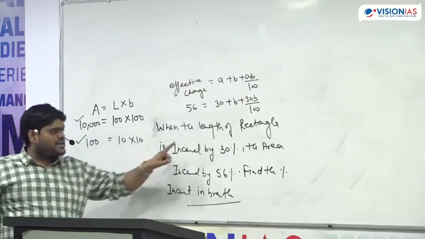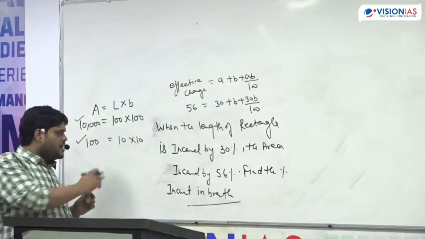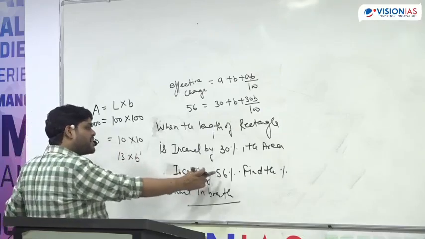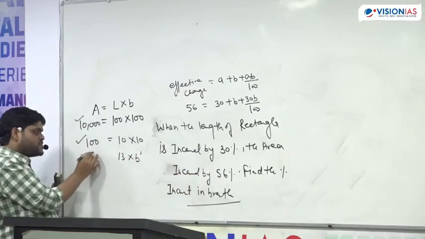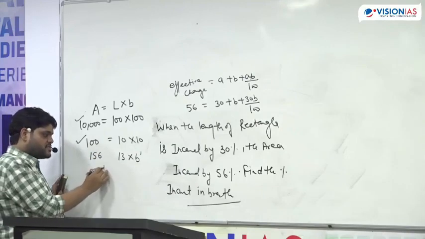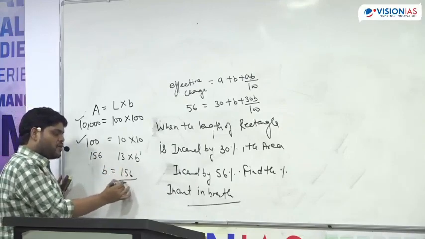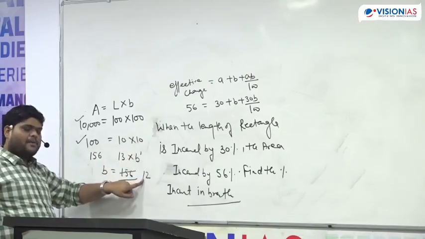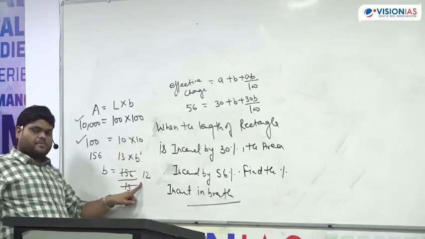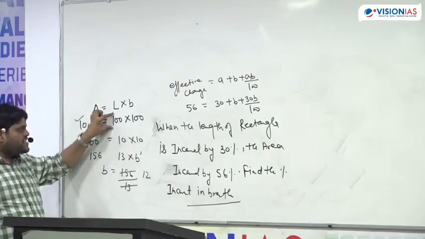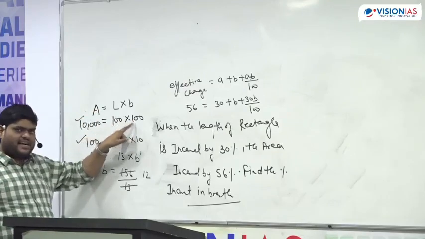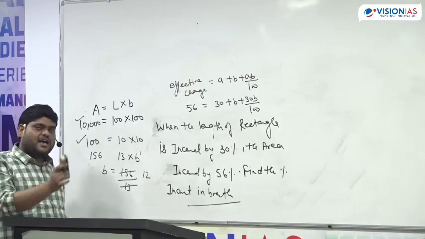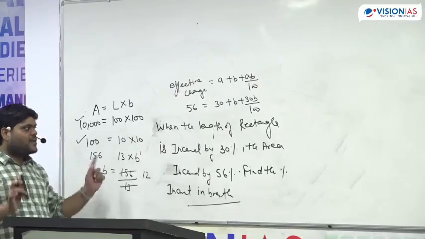That means you have to increase length by 30%. So this becomes 13, this becomes B dash, and you have to increase the area by 56%. This becomes 156. So B becomes 156 upon 13, that means 12. Anything was 10, now it has become 12. There is an increment of 20%. So the idea is either you take 100, 100, or you take 10 and 10, or any value, the answer will remain the same. Are you getting it?